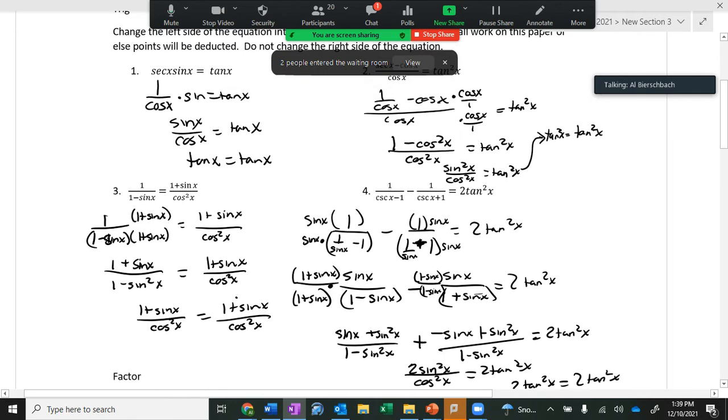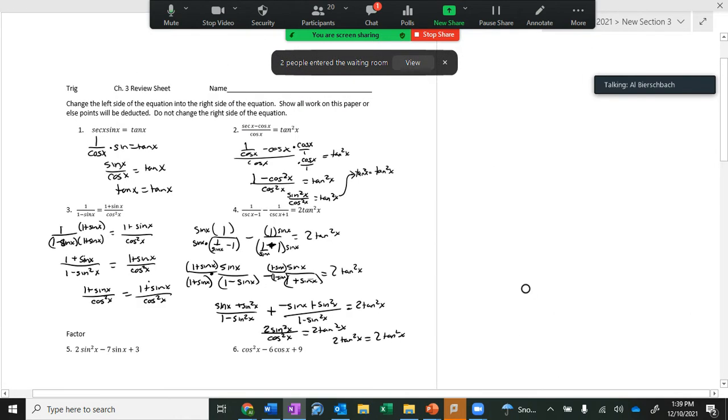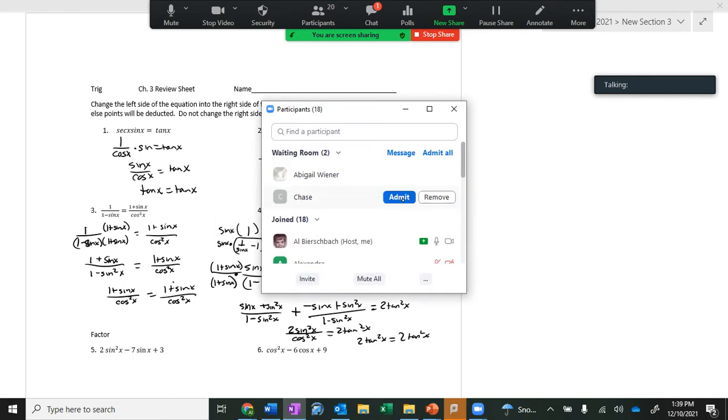So most of the problems on the test will be very, very similar. So instead of maybe a cosecant, it might say a secant or something like that. Okay?